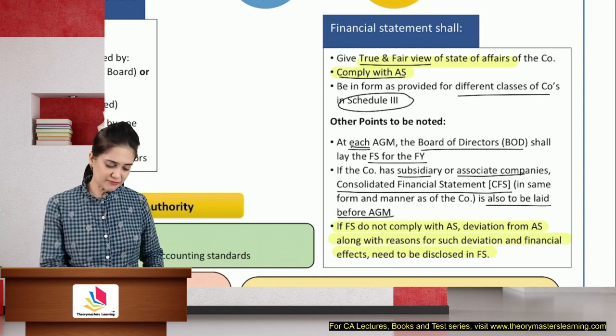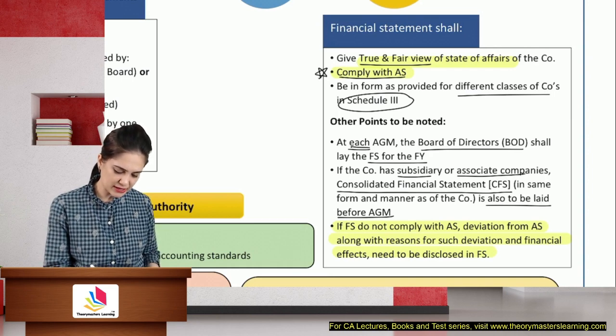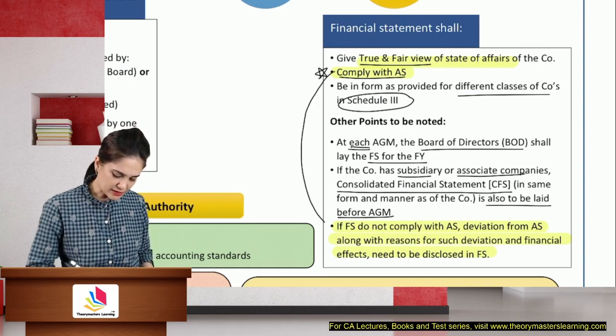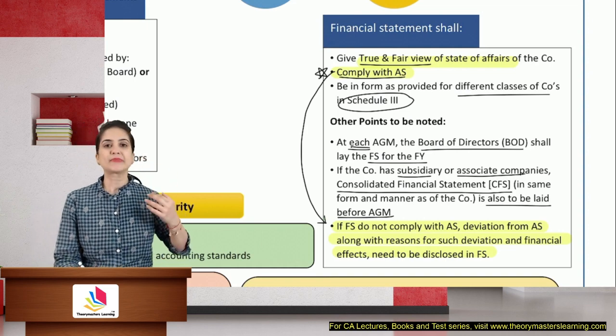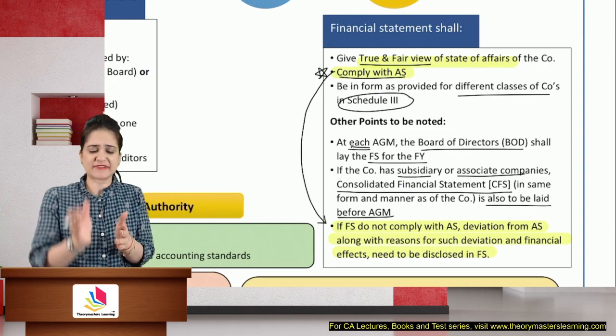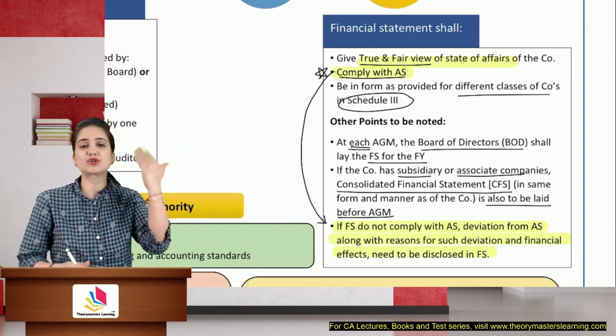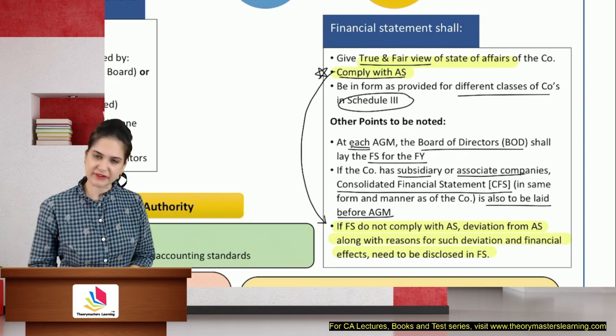Now, one very important requirement is that the financial statements should comply with the accounting standards, and if they do not, then in the financial statement you have to mention the deviation, like we are not following this particular accounting standard and this is the financial impact, whether profit has increased or decreased due to that deviation. That should also be disclosed in the financial statement.